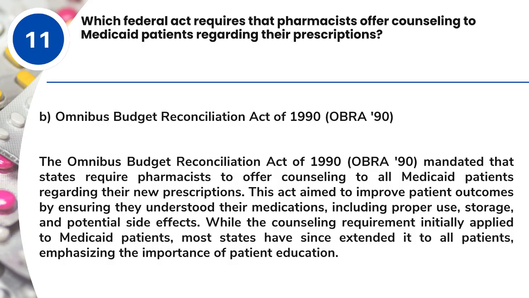The Omnibus Budget Reconciliation Act of 1990, OBRA 90, mandated that states require pharmacists to offer counseling to all Medicaid patients regarding their new prescriptions. This act aimed to improve patient outcomes by ensuring they understood their medications, including proper use, storage, and potential side effects. While the counseling requirement initially applied to Medicaid patients, most states have since extended it to all patients, emphasizing the importance of patient education.